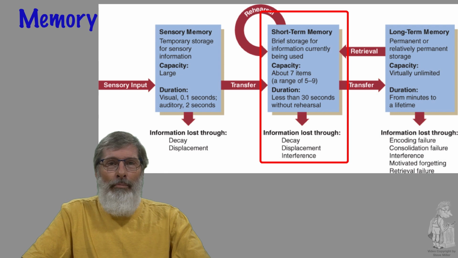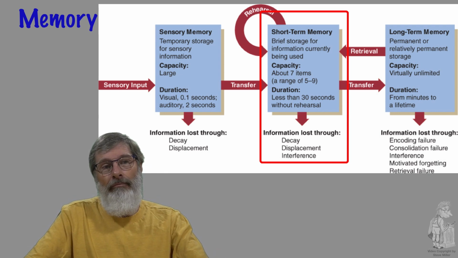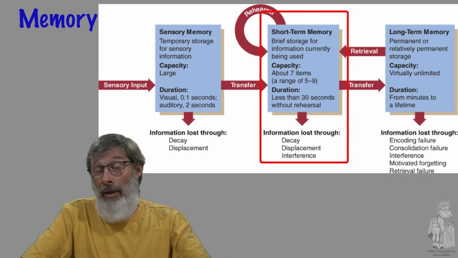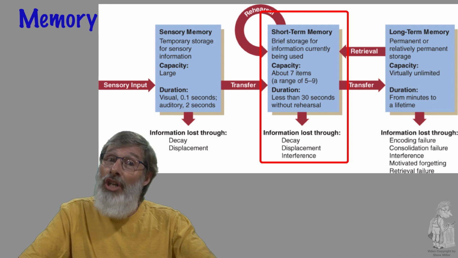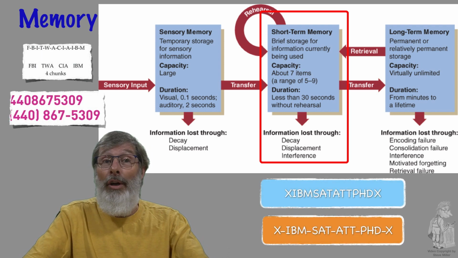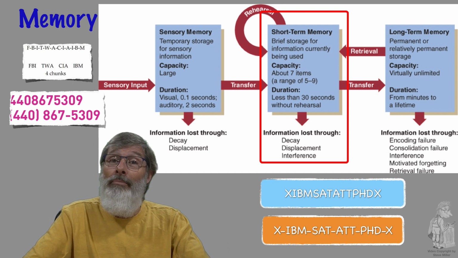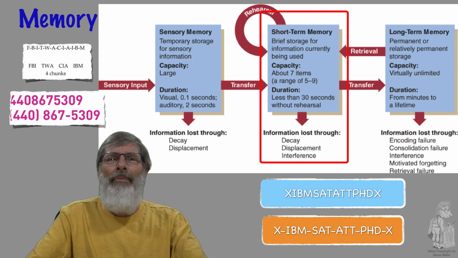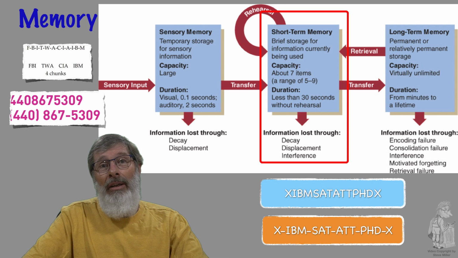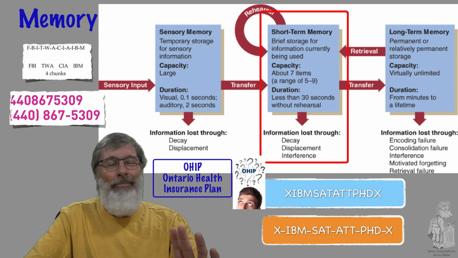Now, one way to improve in the short term is short-term memory rehearsing, also called chunking. This is where we group or organize bits of information into larger units. It reduces information to a number of pieces that the short-term memory can manage. For example, the grouping of a word like OHIP. OHIP, O-H-I-P, is the Ontario Health... I just lost it. Ontario Health Insurance Plan, I believe.